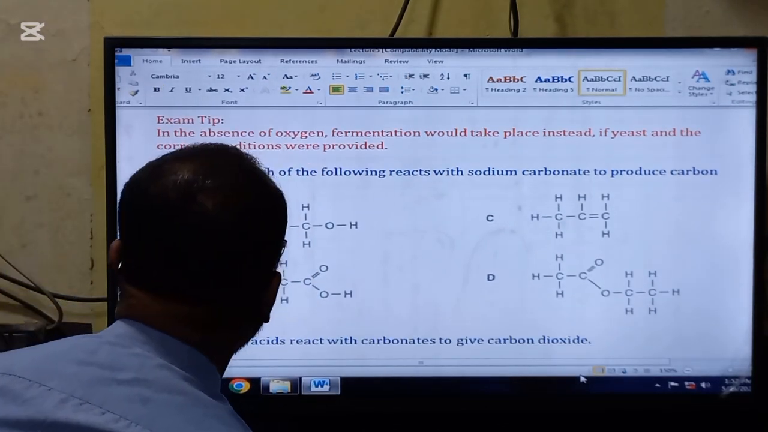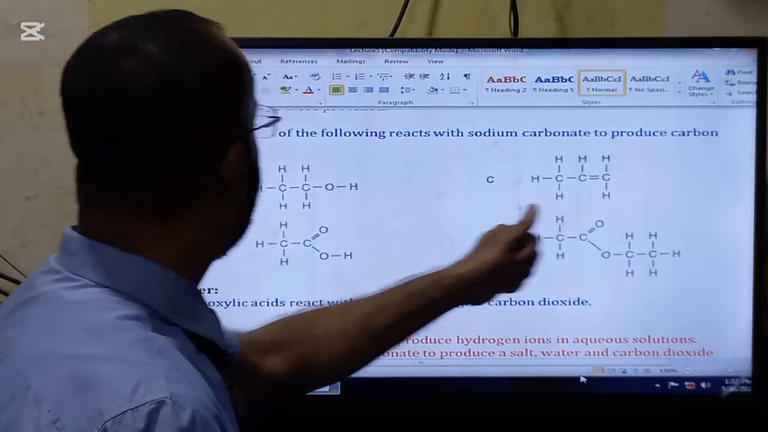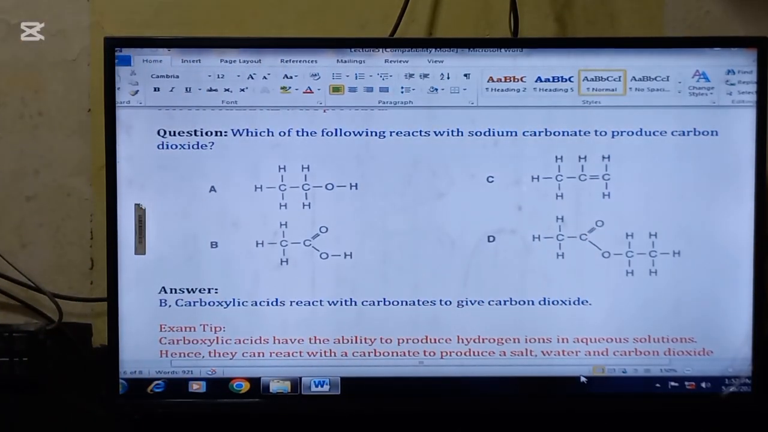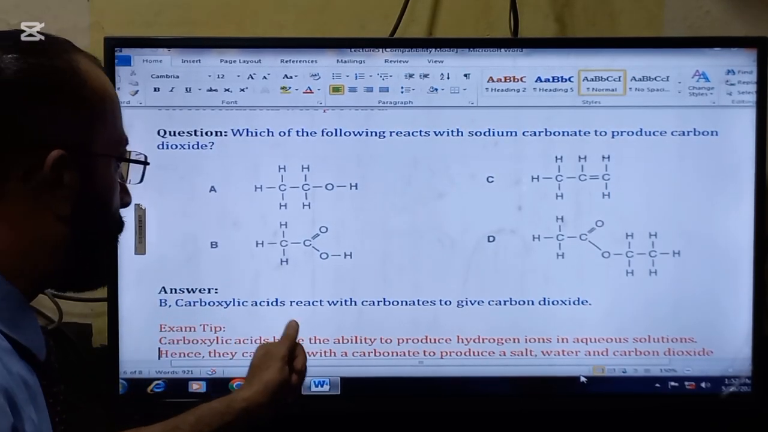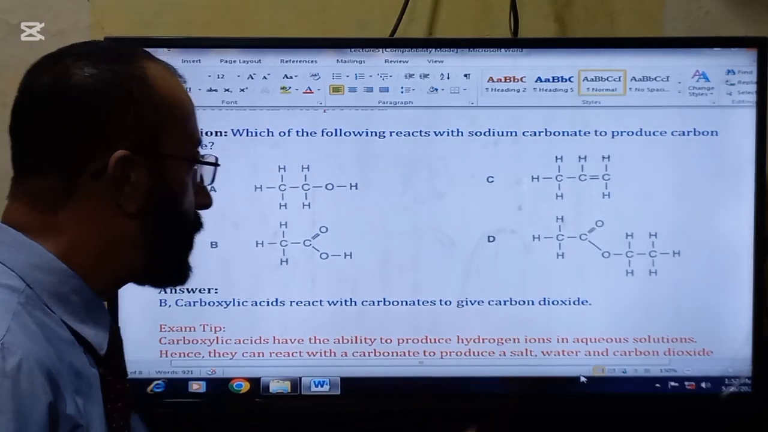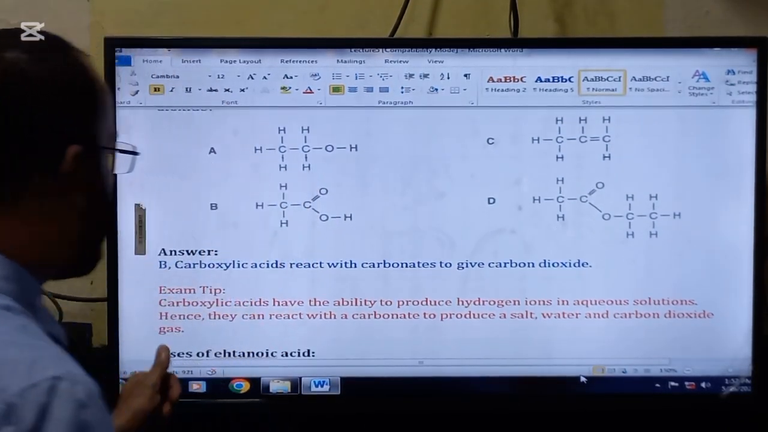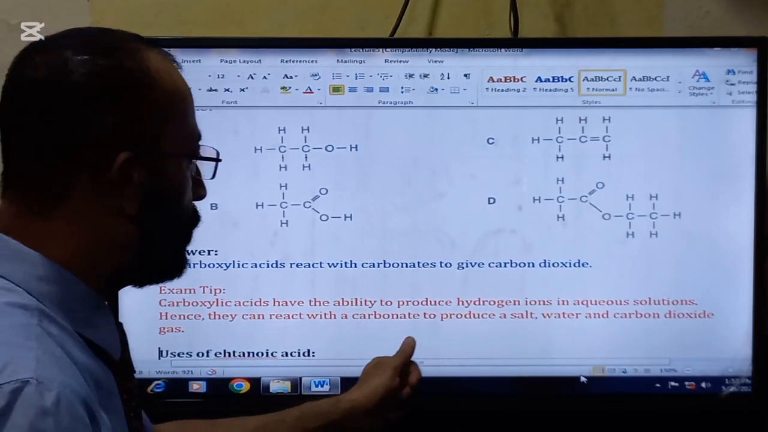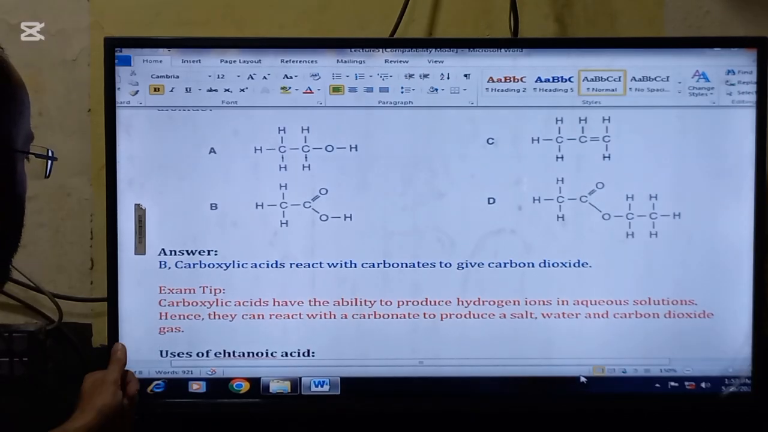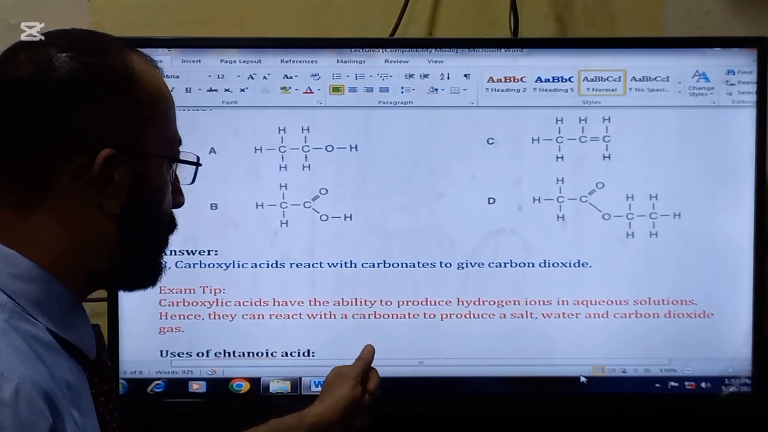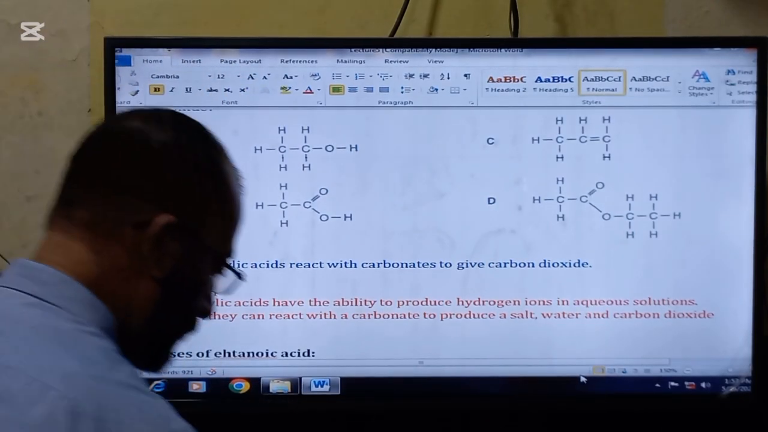And other question is here, which of the following react with sodium carbonate to produce carbon dioxide? Answer is B. Carboxylic acid react with carbonates to give carbon dioxide. Carboxylic acids have the ability to produce hydrogen ion in aqueous solutions. Hence, they can react with a carbonate to produce a salt, water, and carbon dioxide gas.